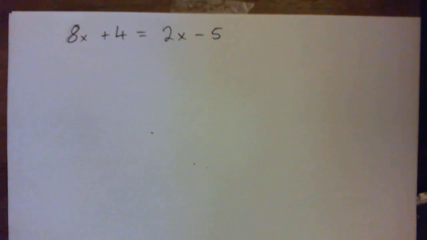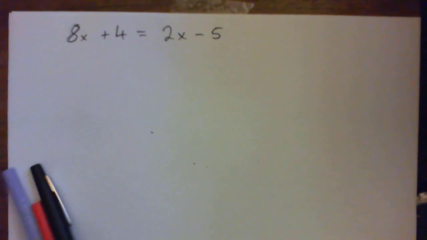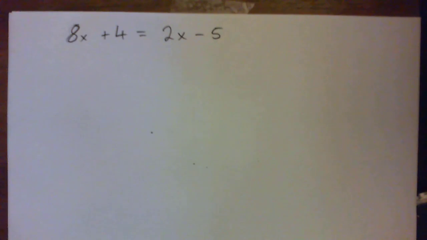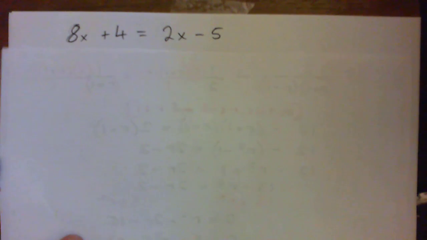So we've got 8x plus 4 equals 2x minus 5. So there's actually 4 things we can do, and they're all correct. So there's no one perfect way to solve this. So I'll go over them.